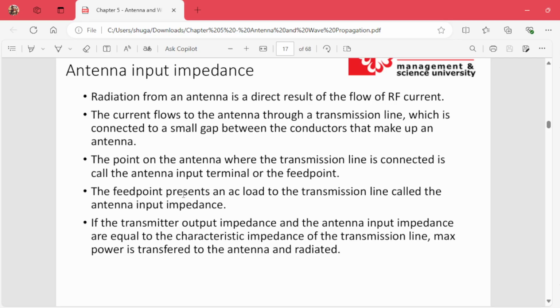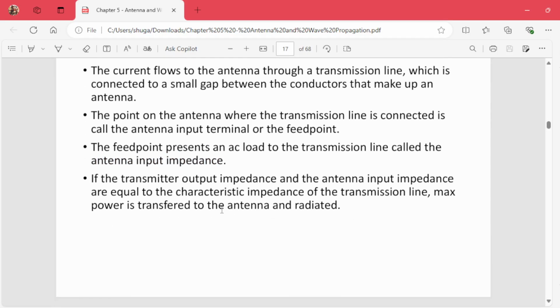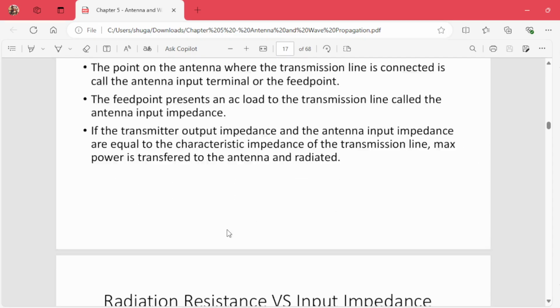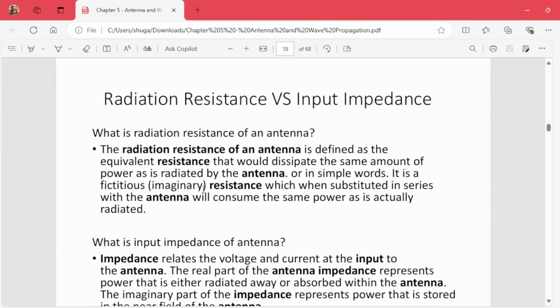The feed point presents an AC load to the transmission line, called the antenna input impedance. If the transmitter output impedance and the antenna input impedance are equal to the characteristic impedance of the transmission line, the transfer is maximum power to the antenna and it is radiated.